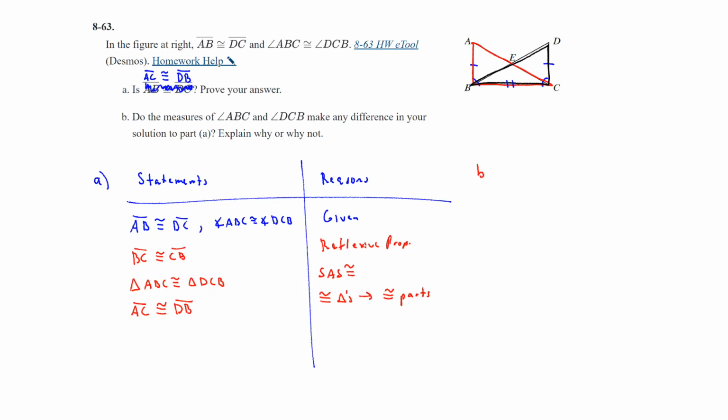Alright, and then for part B it asks, do the measures of angle ABC, so once again that's this one, and DCB, that one's over here, make any difference in your solution to part A? So do the measures matter? Like I said, it looks like a right triangle, but it doesn't say it is. You might even have heard me say it doesn't even matter. So in this case, no, it doesn't matter what the angles are, as long as the triangles are still congruent by side, angle, side congruency. So it doesn't matter what those measures are. The rest of the triangle will always be congruent based on whatever that angle is, as long as it's congruent with the other one.